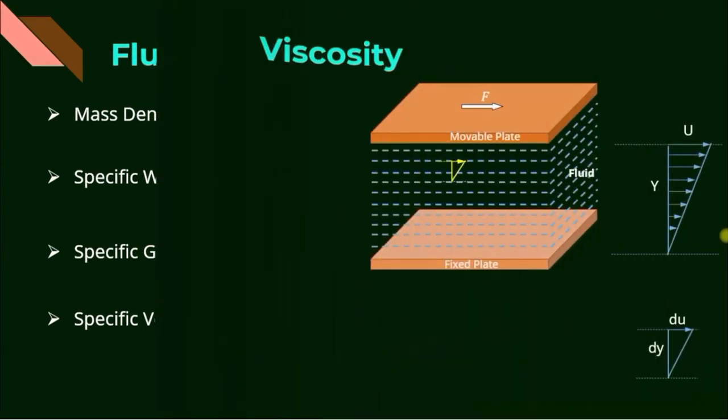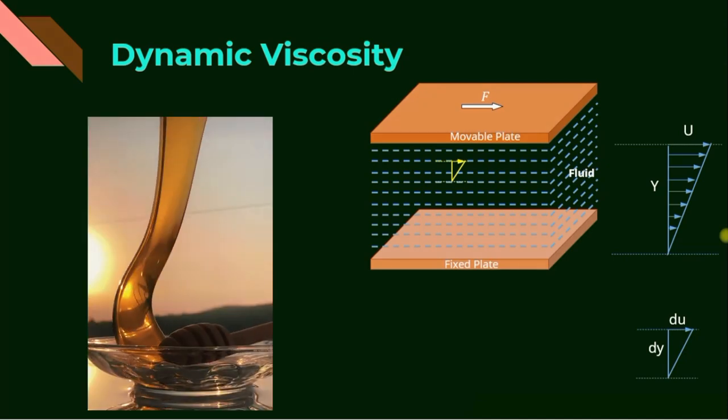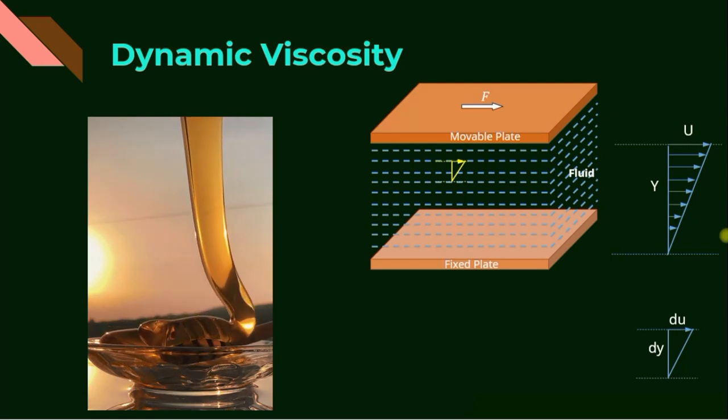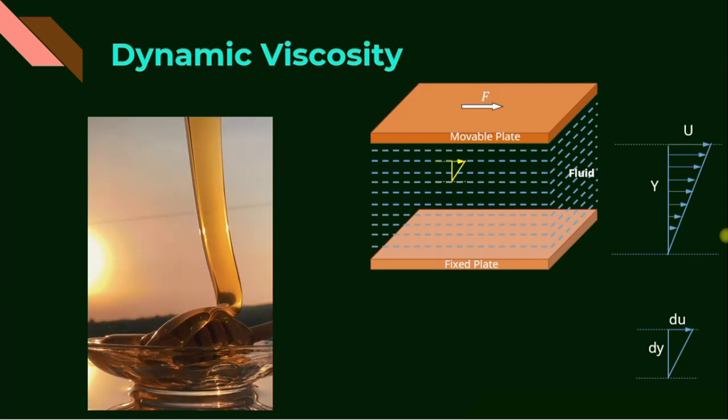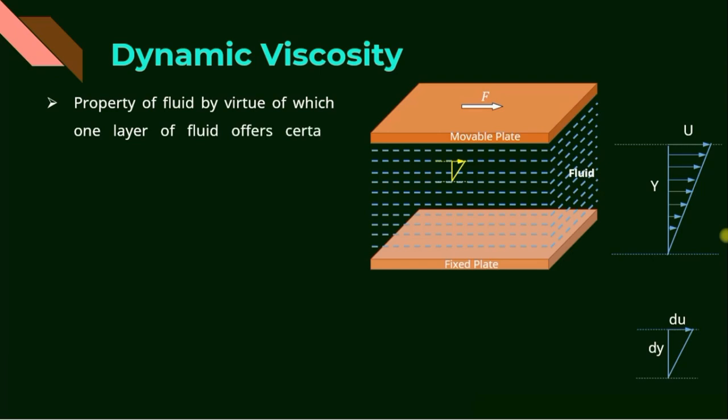Now let us jump into the viscosity. Viscosity is a fluid's resistance to flow. Imagine the flow of honey and water. Honey is more viscous than water. We know that. Now coming to the definition of viscosity. Viscosity is the property of a fluid by virtue of which one layer of a fluid offers certain resistance to the motion of the adjacent layer.